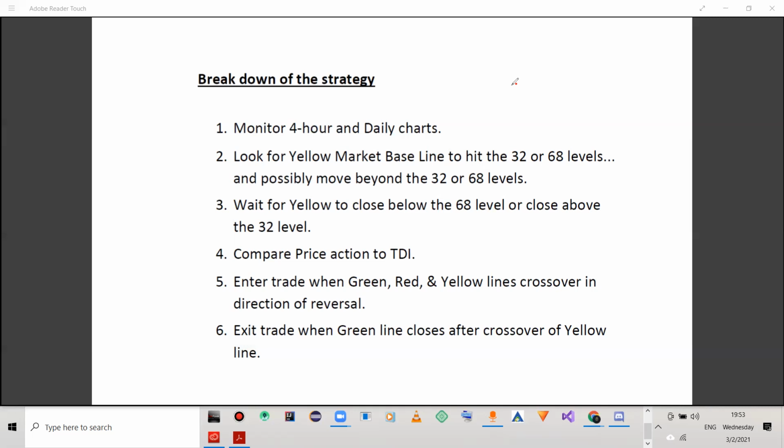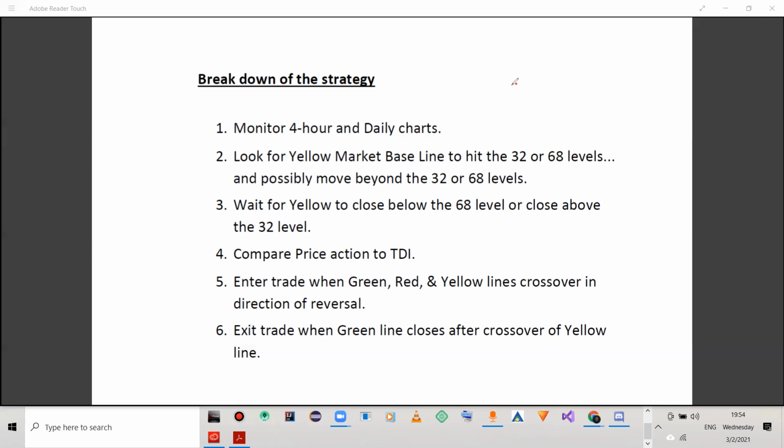Don't forget that area. Don't rush into trades once you see that it just moved beyond. Don't rush into a trade. Wait for it to come back and close above the 32 or below the 68. Then what do you do after that? Compare the price action to the TDI. Those are simple rules from the previous video. Simple as that. You just need to compare the price action to the TDI, and it's really perfect.